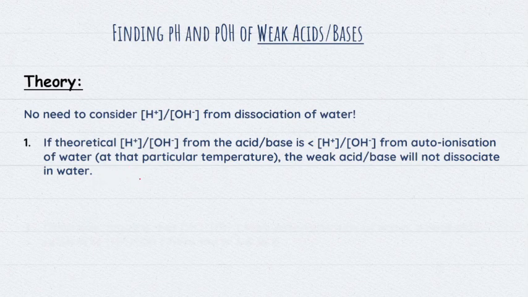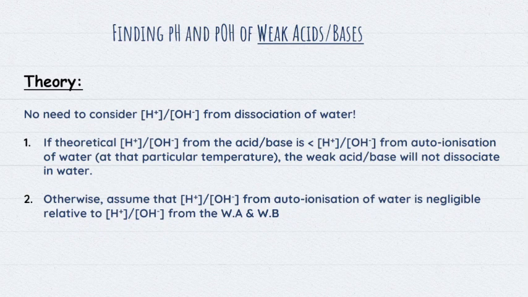Otherwise, we just assume that the H plus or OH minus from the ionization of water is negligible, and we're just going to ignore that completely. So, basically, very simple. Weak acids, weak bases, you want to find pH or pOH, you don't need to consider H plus or OH minus from the auto-ionization of water.